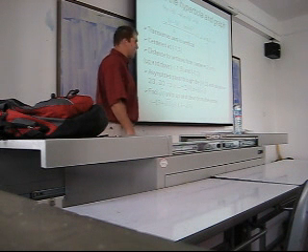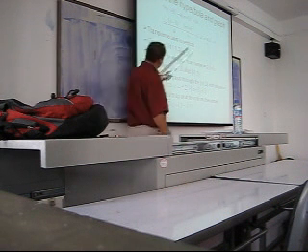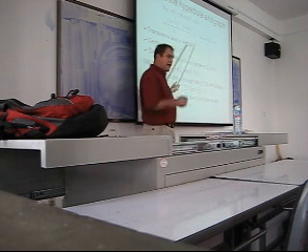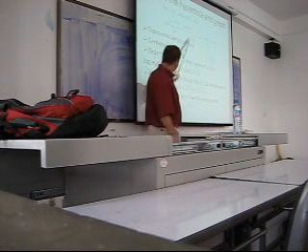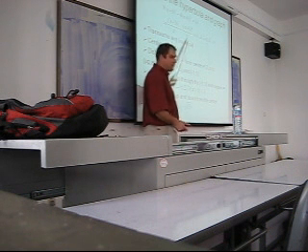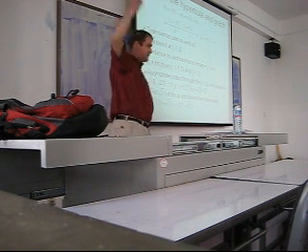Squared over 4 minus (x plus 1) squared over 9 equals 1. So a squared is what? 4, b squared is 9. So a is plus or minus 2, b is plus or minus 3. Okay? Now, it goes this way, right?